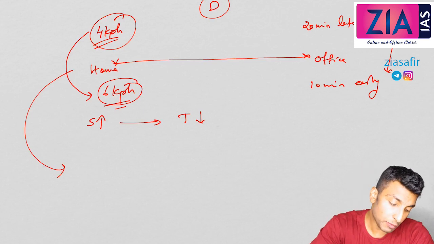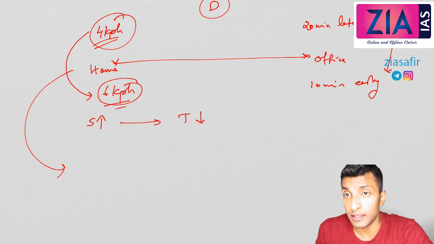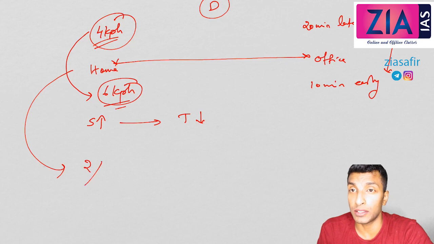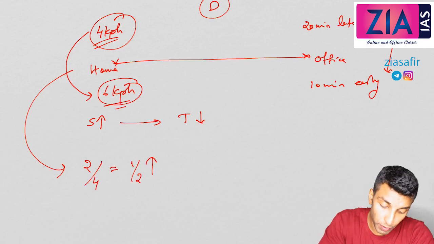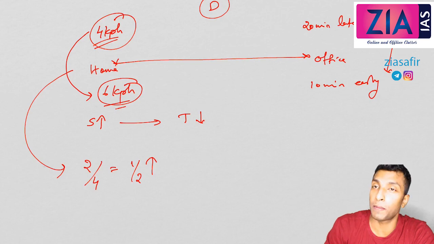So what is the increase in speed here? 4 to 6, how much increase is that? 50% increase. Or you can say 2 is the increase on top of 4. That is nothing but a 1 by 2 increase.